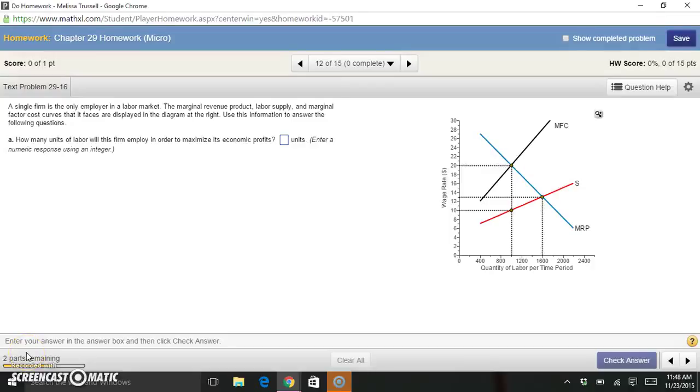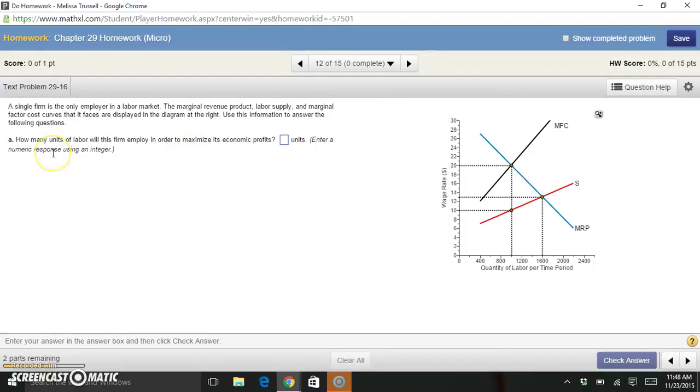This is problem 16 from chapter 29. We're told that a single firm is the only employer in a labor market, and the marginal revenue product, labor supply, and marginal factor cost curves that it faces are displayed in the diagram over here on the right. Use this diagram to answer the following questions.